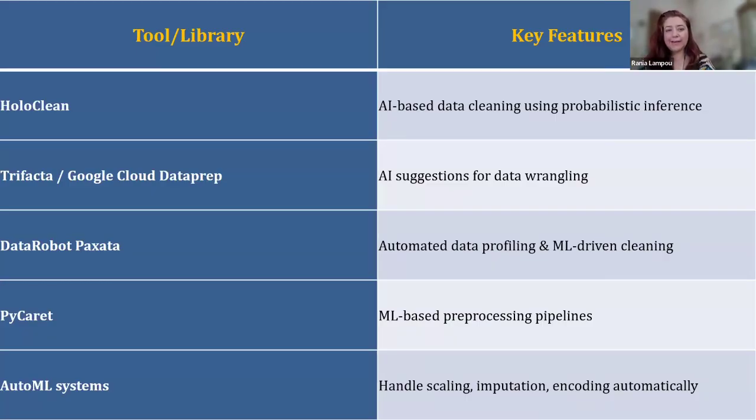So some tools here, HoloCleaner, what is the key characteristic, it helps with the data cleaning using probabilistic inference. Three-factor Google Cloud Data Prep, another tool which helps with suggestions for data wrangling. Data Robot Paxata, it helps with automated data profiling, ML-driven cleaning. PyCaret, it's about ML-based preprocessing pipelines, and AutoML systems which help handle scaling, imputation, and coding automatically.